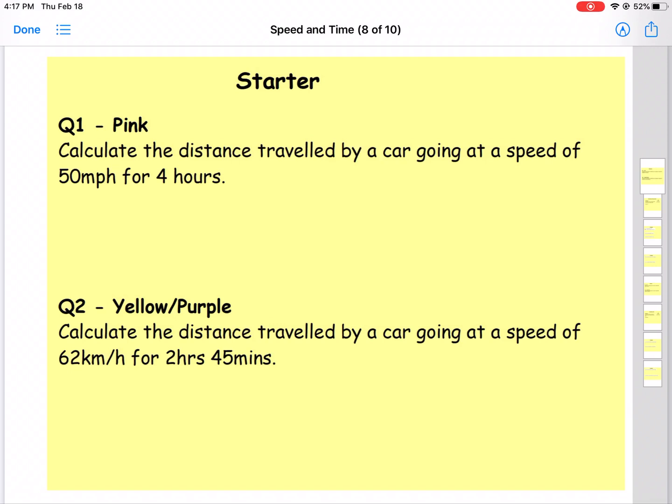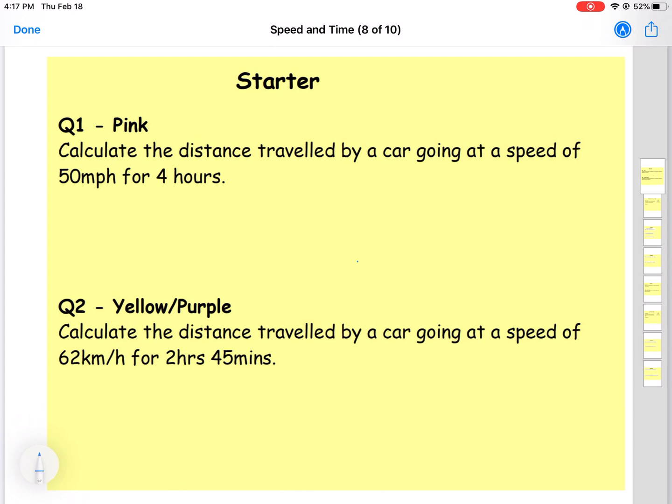Hi everyone, this is a video lesson on calculating speed through speed, distance, time calculations. We are going to do a quick starter first on how to calculate distance, which we did in last day's lesson. Please complete one of the questions here and then come back on for the answers.